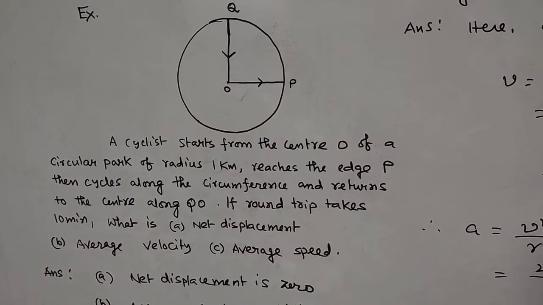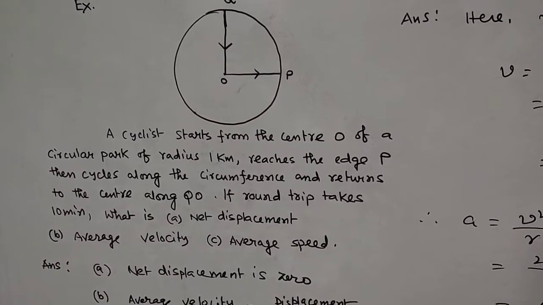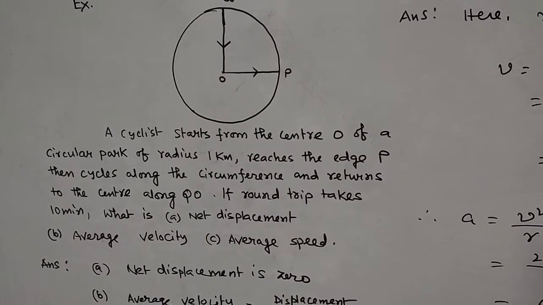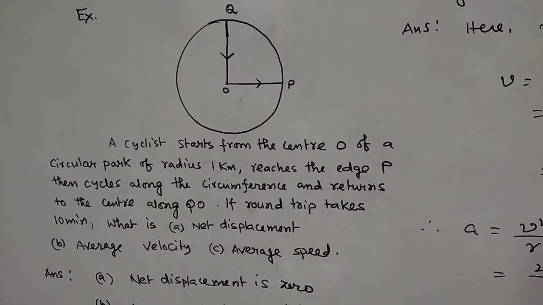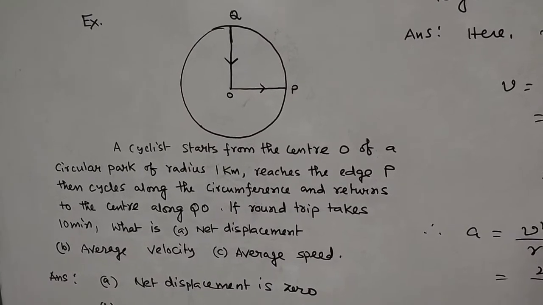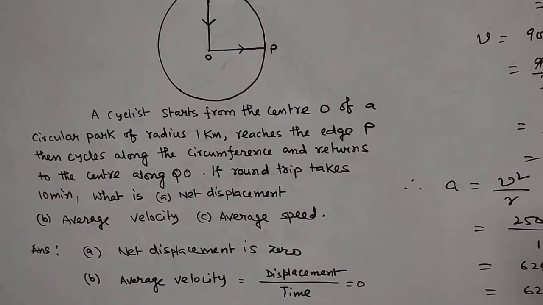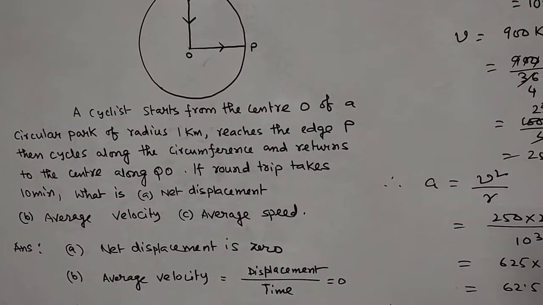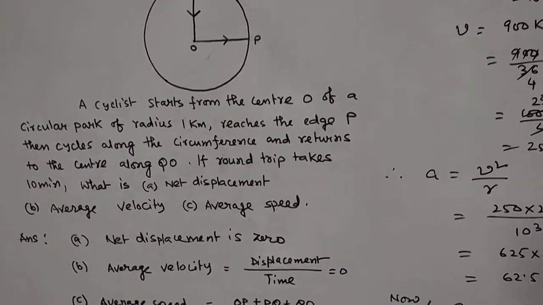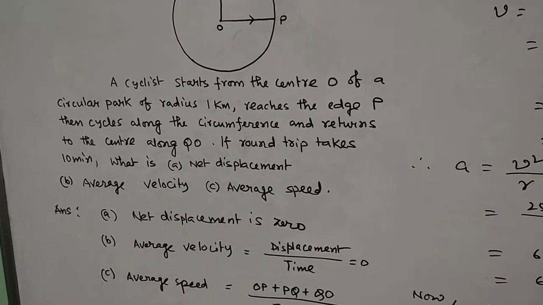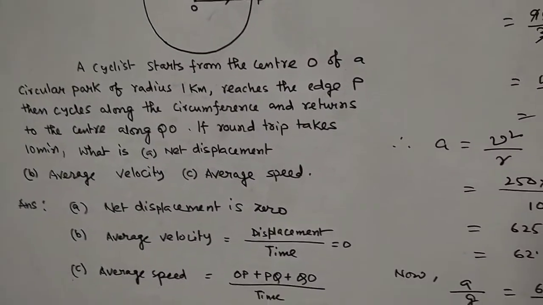Number A is net displacement, number B is your average velocity, number C is your average speed. Now you see, net displacement is 0 because from where it starts, it comes back to that point again. So net displacement is 0. Now the average velocity expression is net displacement by total time. As here net displacement is 0, that's why average velocity is also 0.